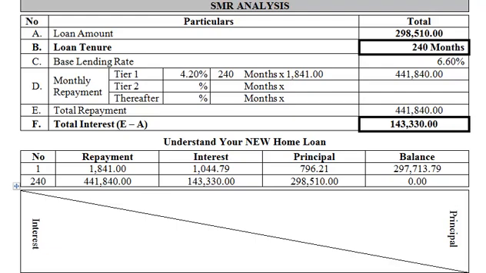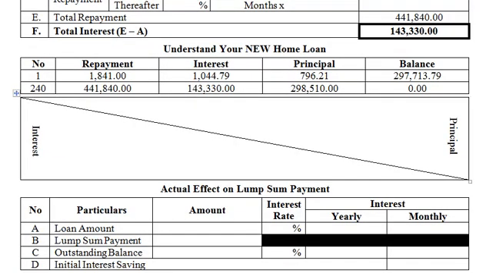Many people say, oh, very simple, I can just dump in a lump sum payment. Now we come to the actual effect of a lump sum payment. If you have a lump sum payment that you want to pay, how much can you save? The loan amount, again, is 298,510 ringgit. For illustration, if you are going to dump in a lump sum payment of 50,000, the outstanding balance will become 248,510 ringgit. Let us calculate the interest before and after you have dumped in the lump sum payment.